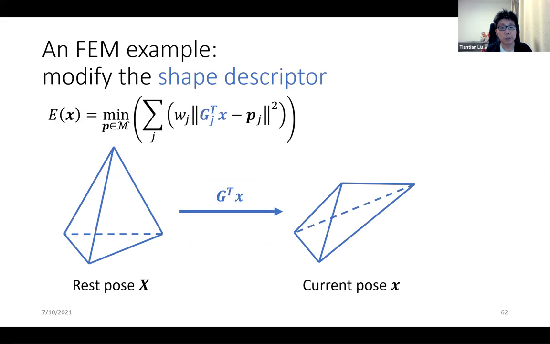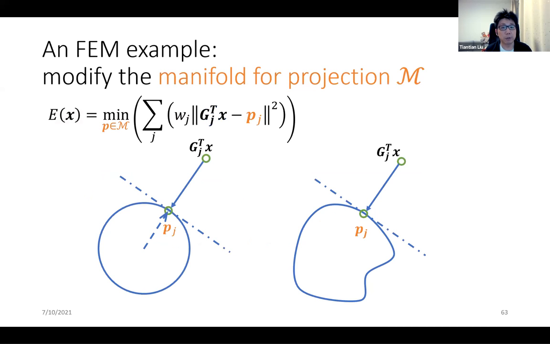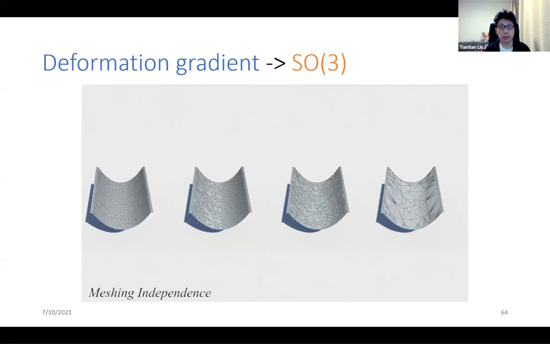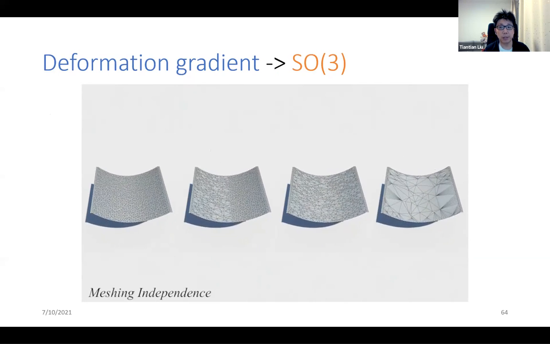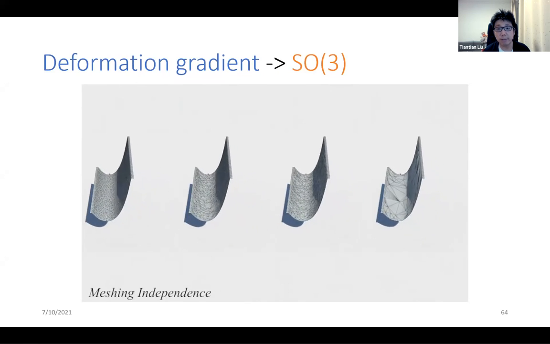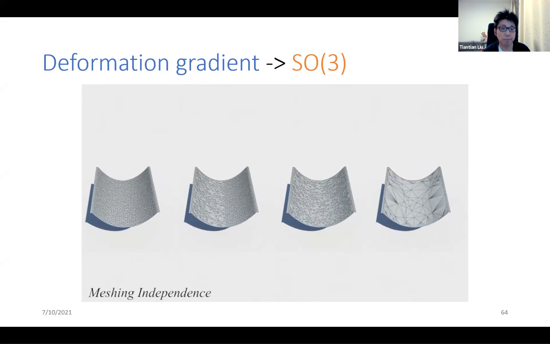For instance, we can change the shape descriptor to something else. A linear combination of the position is a perfect descriptor because it is equivalent to the deformation gradient of a tetrahedron. We can also change the manifold for projection as well, as long as we can define a distance function between the manifold and the shape descriptor. When choosing deformation gradient as the shape descriptor and SO3 as the target manifold, we can coherently simulate a thin sheet with different tessellations, taking advantage of the finite elements theory.